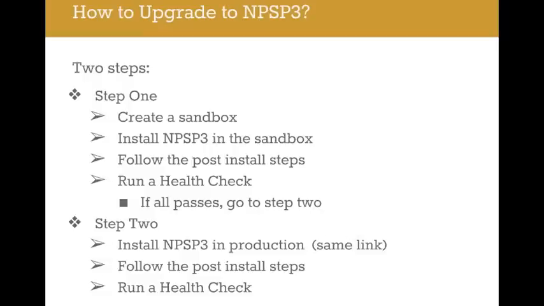So now how? How do you upgrade to the Nonprofit Starter Pack 3.0? Really two main steps. The first is creating a sandbox with your current instance, your production instance. Do a developer sandbox, and you don't need to pull any of your data over. All you need to do at that point is install the Nonprofit Starter Pack in the sandbox, follow the post-install steps, we'll give you a link to those steps, and then run a health check.